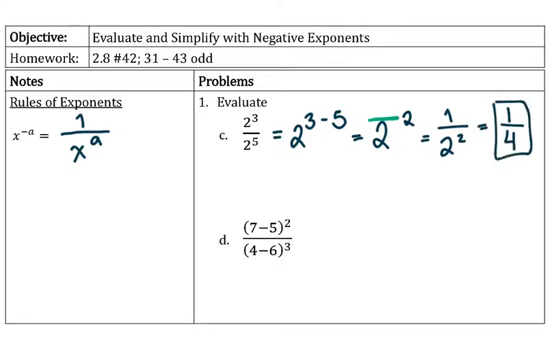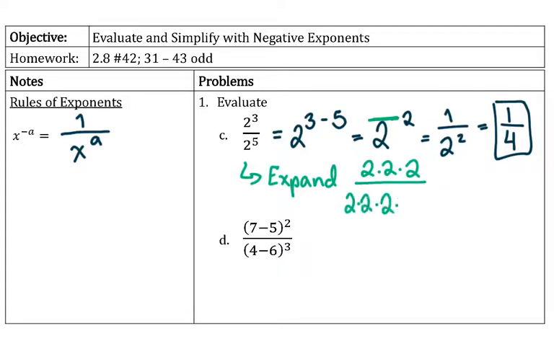Now, if you're not sure why this works, one thing you can also do is you can expand this out. And this is what I always recommend if you're stuck. So 2 to the 3rd is 2 times 2 times 2. And 2 to the 5th is 2 times 2 times 2 times 2 times 2. Now, since it's a fraction, we can simplify. And you'll notice here we ended up at the same place, which is nothing in the numerator, so a 1, and then 2 squared in the denominator. So again, if you're stuck, I always recommend that you expand those exponents out, which can be really helpful.